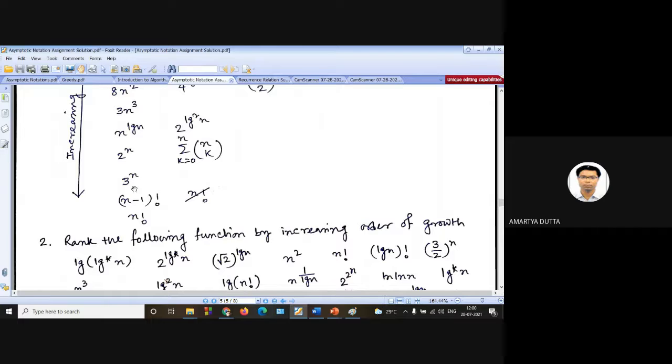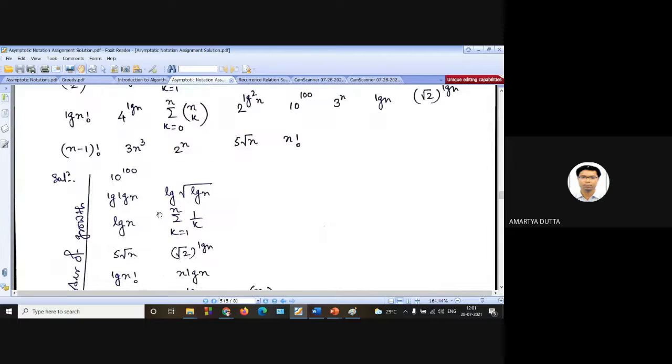This is less than (n minus 1) factorial, just because 3 to the power n means 3 into 3 into 3 up to n terms, which is less than 1 into 2 into 3 into 4 into up to (n minus 1) factorial. That's why 3 to the power n is big O of (n minus 1) factorial. This is the upper bound. Similarly, n factorial is the upper bound of (n minus 1) factorial.